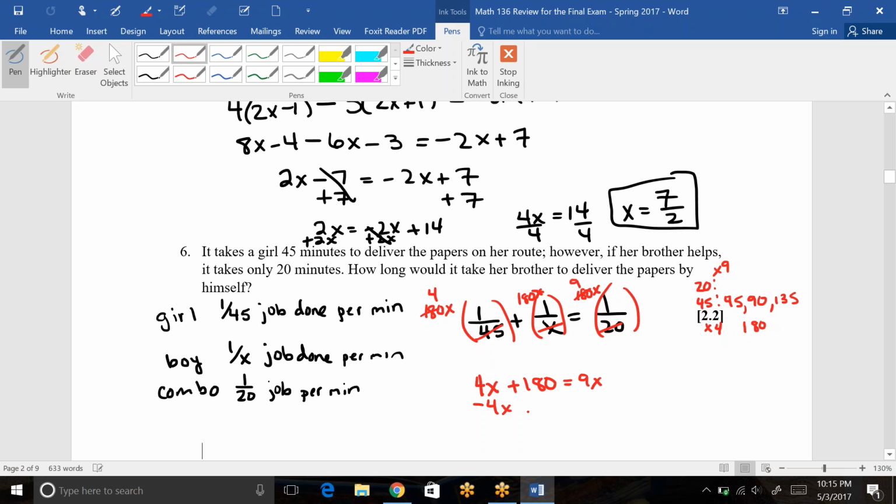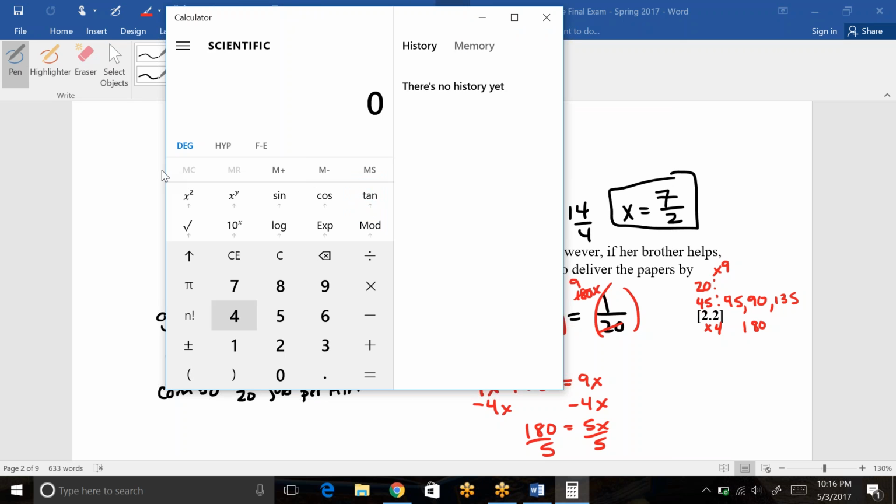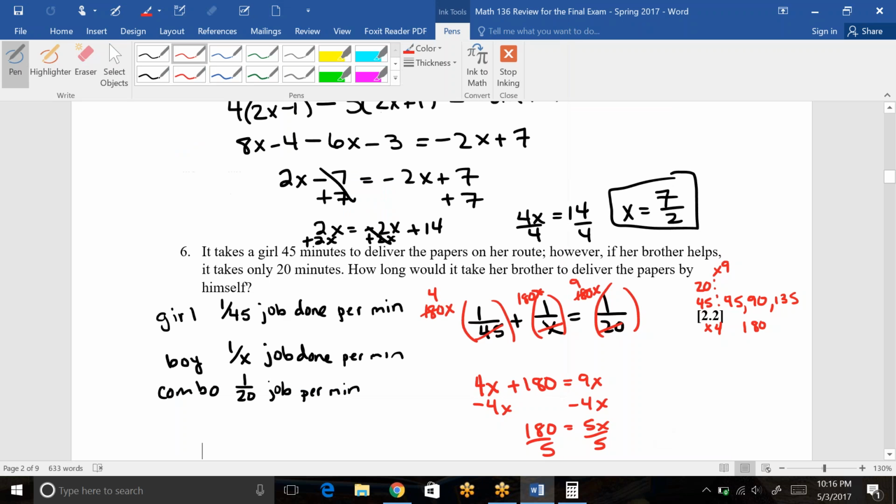Subtract over the 4x, and this is 5x, and then divide by 5. And I believe that comes out to 36 minutes, but let's double check. So 180 divided by 5 is 36 minutes. So if the boy worked by himself, it would take him 36 minutes to finish the paper route.